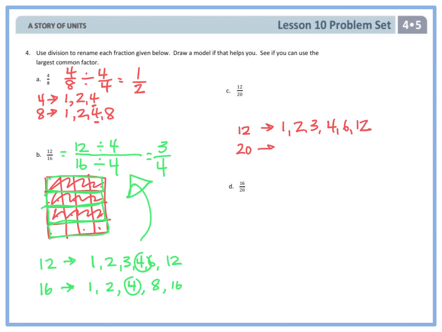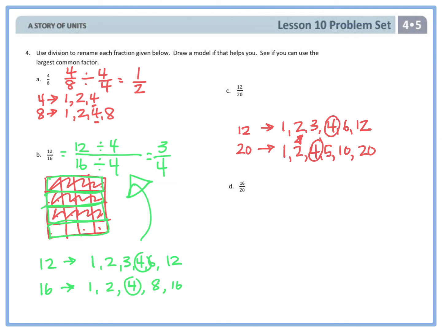Factors of 20. Well, I know 1 times 20, 2 times 10, and I know that 4 times 5 is also equal to 20. So looking at this, I see, yes, we have a common factor 2. They both have a 2 right here, but they also both have a 4, and 4 is larger than 2, so I'm going to use 4.